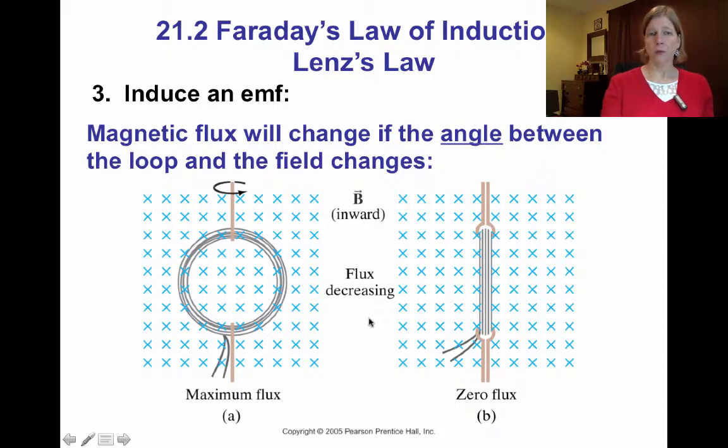All right, so that gives us our three ways we can induce an EMF. Change B, the magnetic field, change A, the cross-sectional area, or change theta, the angle between the loop and the magnetic field.